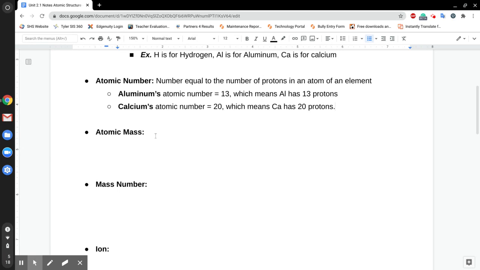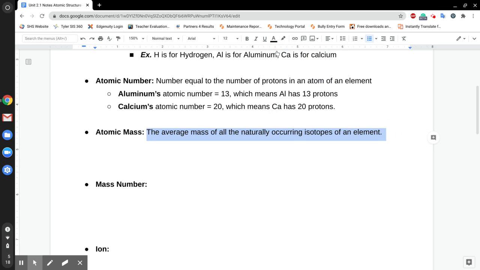So again, atomic number is how many protons an element has. But then there's the atomic mass. The atomic mass is going to be the average mass of all of the naturally occurring isotopes of an element. Well, what's an isotope? We'll get to that in a second, but just understand this is the average mass of naturally occurring isotopes of an element. All you have to know for right now is that each kind of element has a different type of itself.